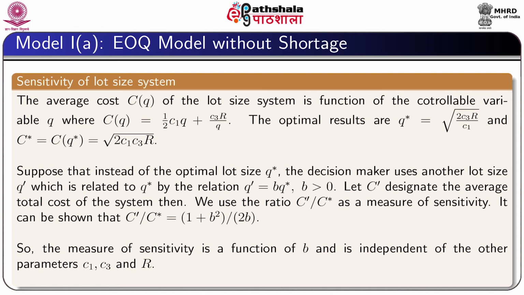Suppose that instead of the optimal lot size Q star, the decision maker uses another lot size Q dash, and Q dash is related by the relation Q dash equal to B Q star, where B is greater than 0. Let C dash designate the average total cost of the system. Then we use the ratio C dash by C star as a measure of sensitivity. It can be shown that C dash by C star equal to 1 plus B square by 2B. This means that the measure of sensitivity is a function of B and is independent of other parameters, that is the C1, C3 and R.